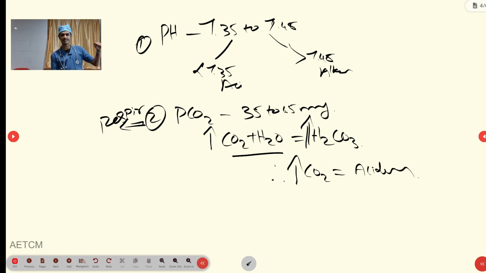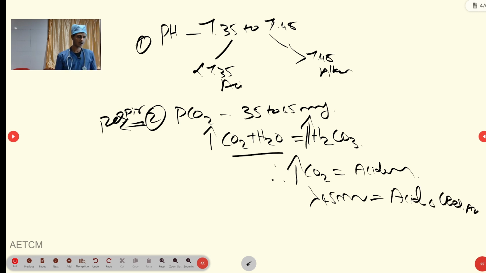If there is increased carbon dioxide in your body, it will react with water and form more carbonic acid. So increased carbon dioxide indicates increased acid formation, which leads to acidosis. That's all. Increased carbon dioxide means a value of greater than 45 millimeters of mercury. That indicates acidosis, or in other terminology, respiratory acidosis.